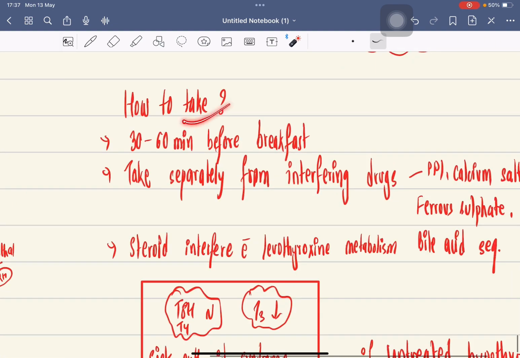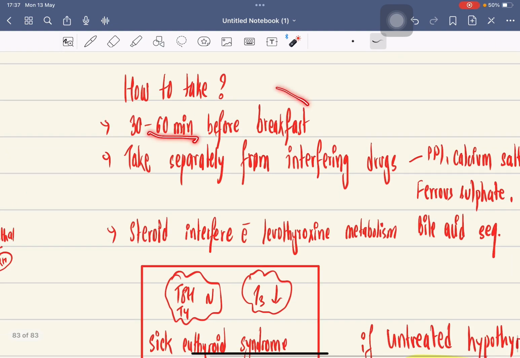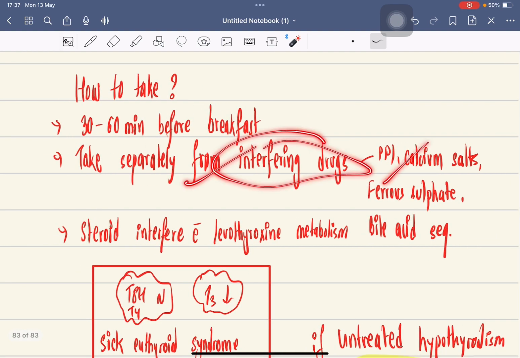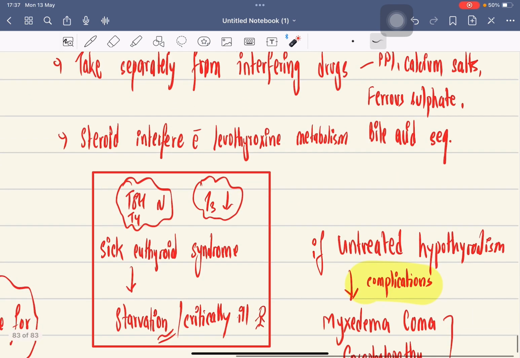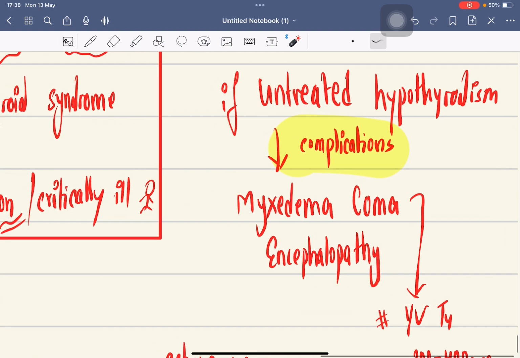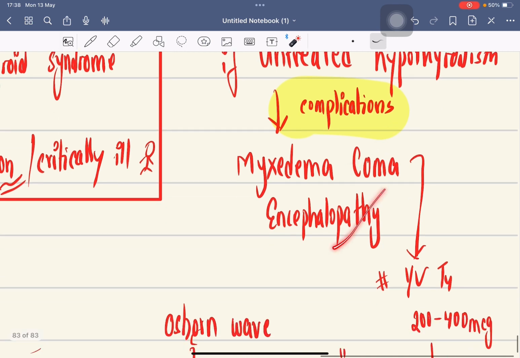Let's see how to take these medicines. We should take them 30 to 60 minutes before breakfast. We should take them separately from interfering drugs like PPI, calcium salts, and ferrous sulfate. Steroids also interfere with the metabolism of levothyroxine. If we fail to treat, then complications like myxedema coma and encephalopathy might occur.